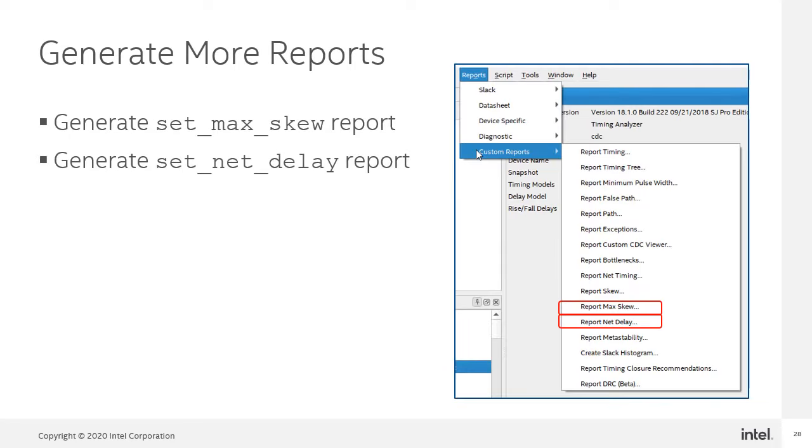You will also need to generate reports to show that the max skew and net delay constraints pass timing. This is done by going to the Reports pull-down menu in Time Analyzer, selecting Custom Reports, and then choosing Report Max Skew and Report Net Delay. You can go through those reports to ensure that the constraints pass timing.